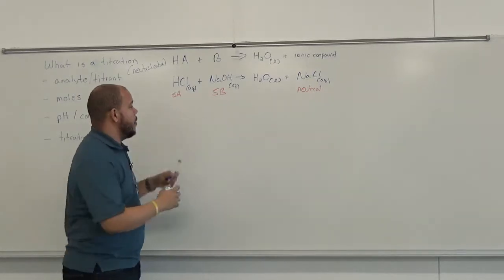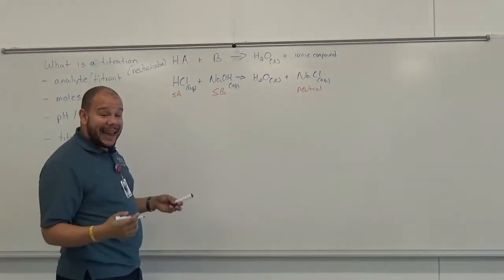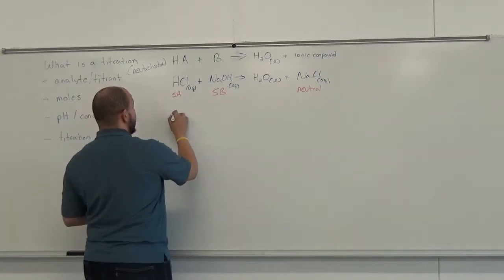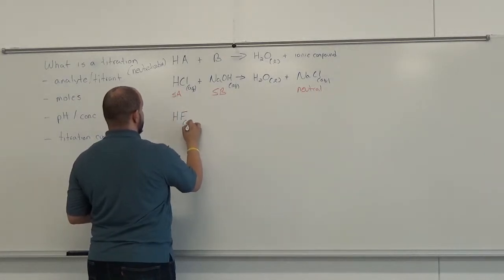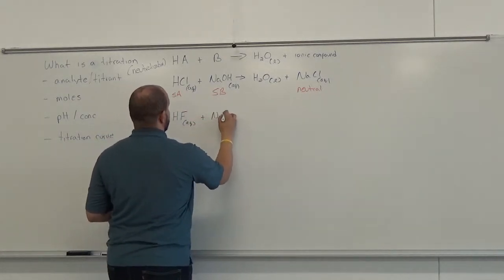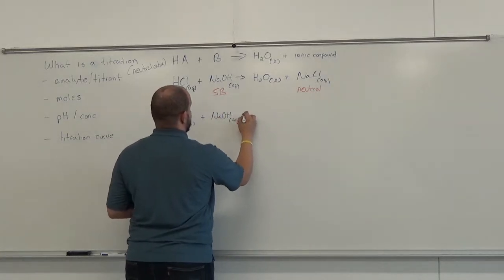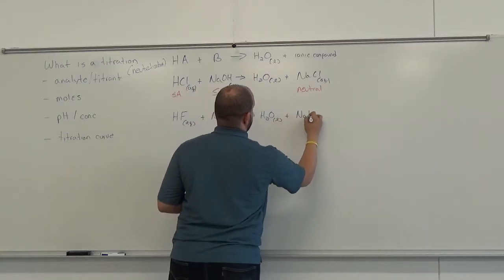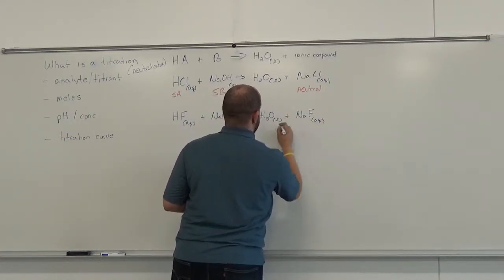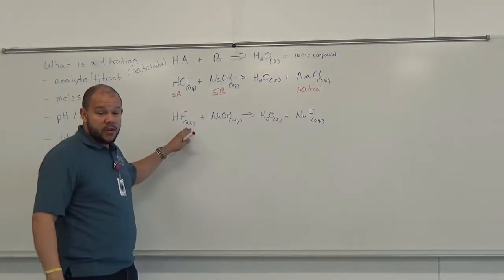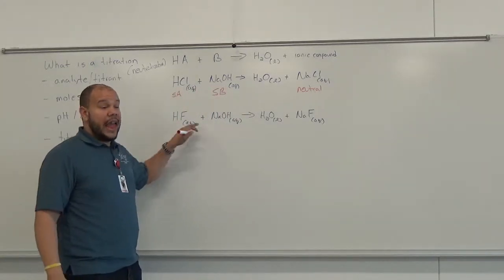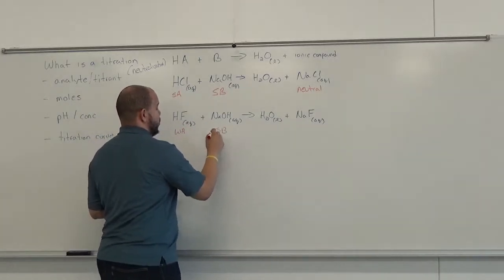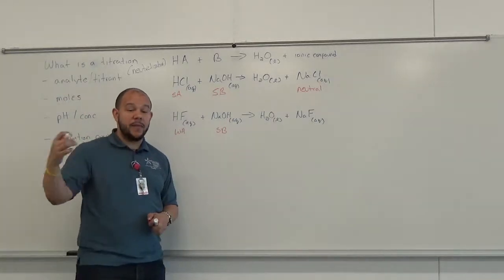Now, here I gave you an example of strong acid, strong base. There are other examples of titrations that do not involve both strong species. So if we took a look at HF, which is a weak acid, plus sodium hydroxide, we're going to end up with water plus sodium fluoride. Now, still a neutralization reaction, right? Still acid base, but we're dealing with a weak acid now and a strong base. Remember, strong bases dissociate completely.